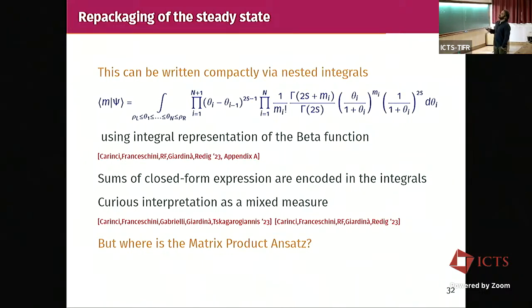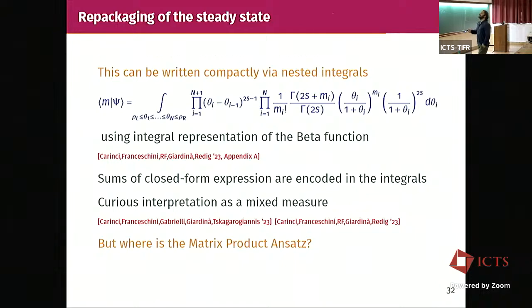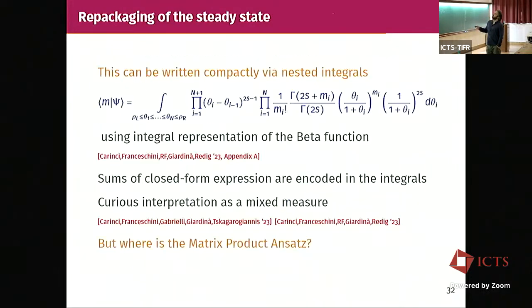You can obtain this by using the integral representation of the beta function. The beta function more or less appears here as a fraction of gamma functions. You can already imagine that there might be a gamma function somewhere. Then you can actually take these sums and you end up with a, well, a more beautiful expression, let's say, but the sums are now encoded in the integrals. And what is exciting about this is maybe that you can reinterpret this as a mixed measure. This is something I'm not so familiar with.